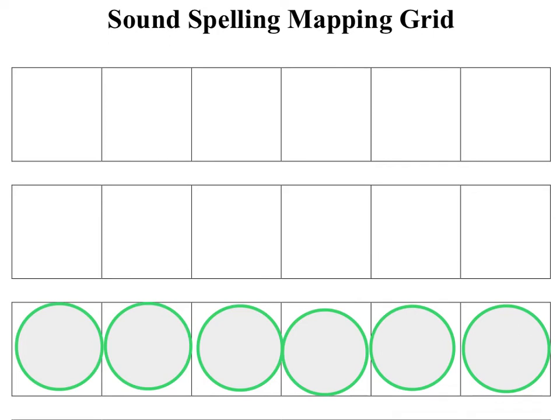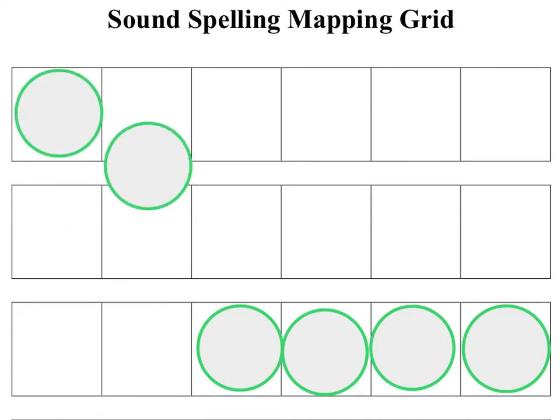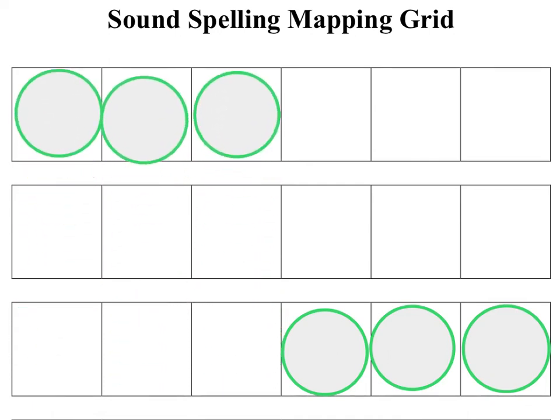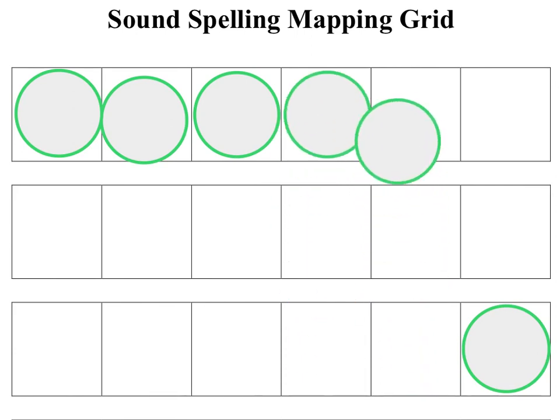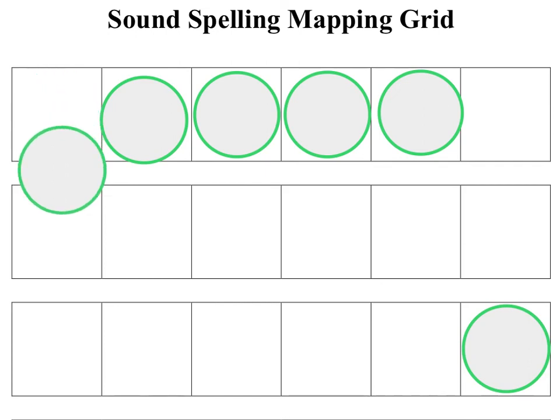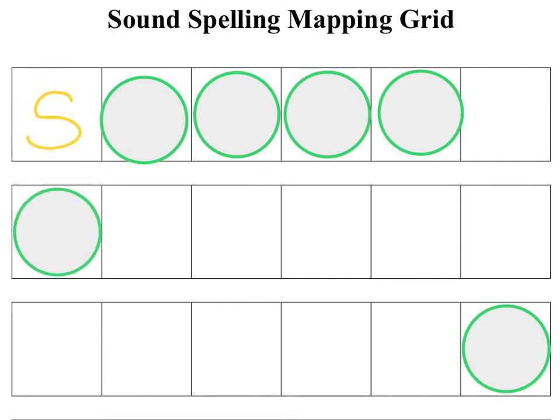All right, and our last word is salad. What's the word? Salad. Let's push up our sounds. S, A, L, A, D. Salad. Now let's bring them down. S. What letter makes S? S. Like snake. A. What letter makes A?